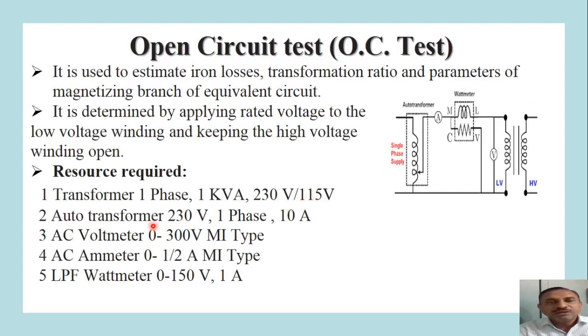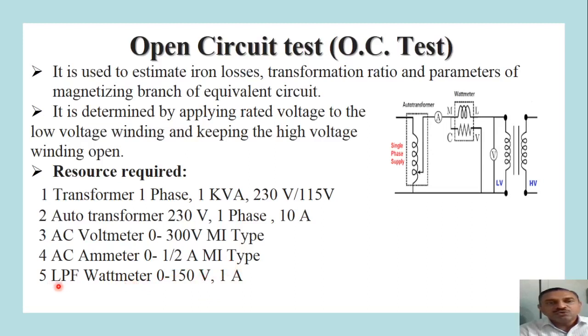Then to get the required supply voltage to be applied to the transformer during test will require an auto transformer of 230 volt or 270 volt single phase type of 10 ampere. Will require the AC voltmeter of MI type to measure the voltage on LV side. Then to measure the current during this test will require the ammeter of low current rating, that is usually 1 or 2 ampere. Again it will have MI type, and a low power factor meter which have voltage rating of 115 volt and current rating up to 1 ampere.